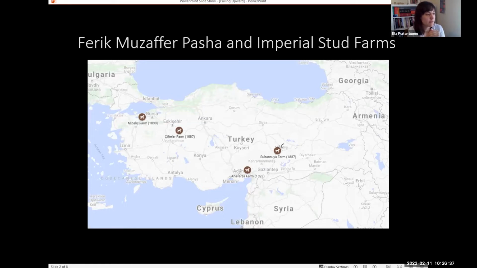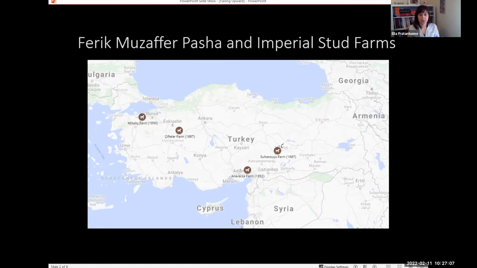And first, we can follow the path of a particular Ottoman reformer, an individual, Ferik, or General Muzaffer Pasha, who himself is tied to really big pieces of Hamidian reform. He was a member of the Military Inspection Committee, and he was the chief inspector of the imperial stud farms. Both the inspection committee and the stud farms emerged in the wake of the catastrophic military defeat of the 1877 to 1878 Russo-Ottoman War.